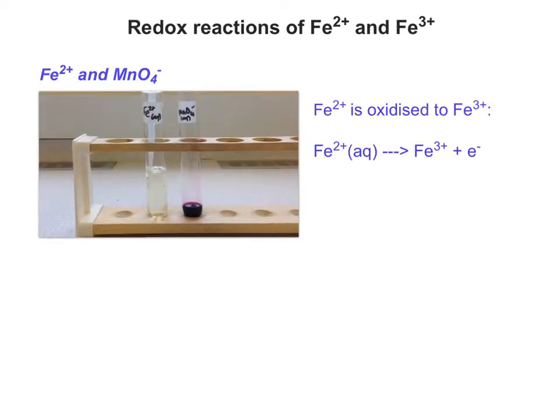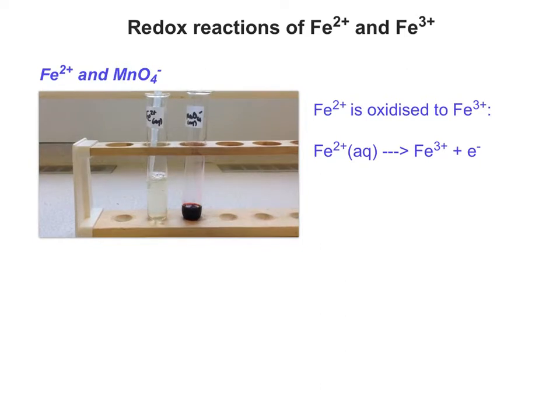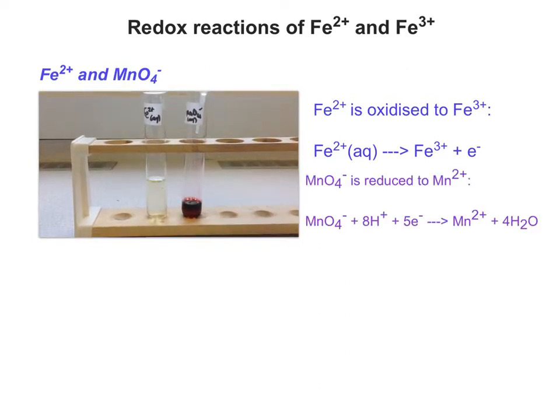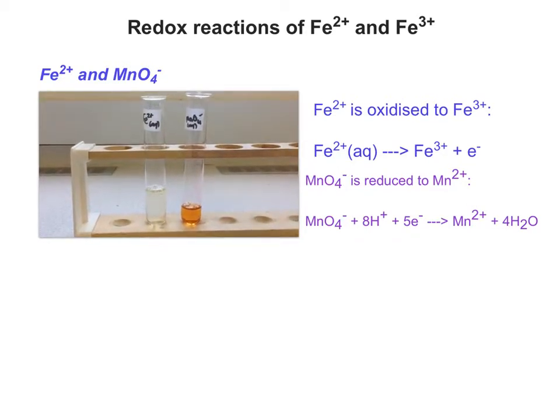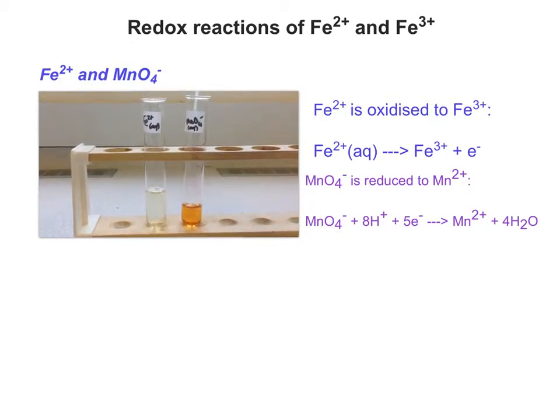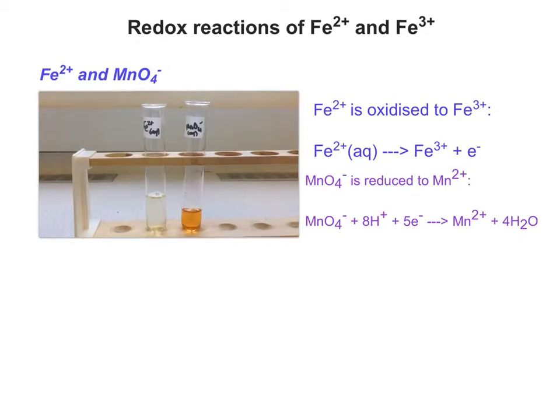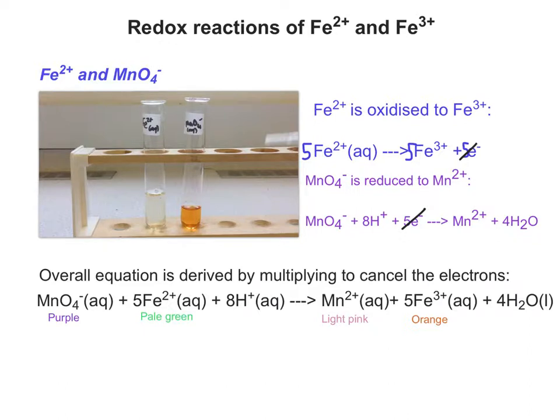So to start with, when we add some Fe2+ solution to manganate, it's oxidized to Fe3+. Now initially it doesn't seem like much is happening, but when you add slightly larger quantities, you can see that the colour starts to disappear. And what you're left with is the orange colour of Fe3+. And if you put the colours underneath each of the species in the overall equation, you can see quite easily what's happened.